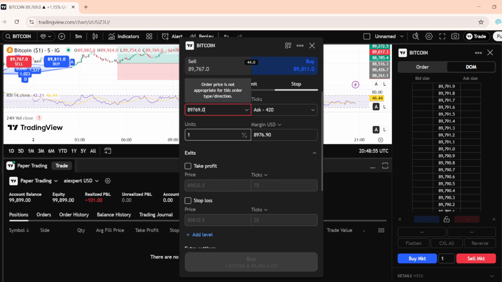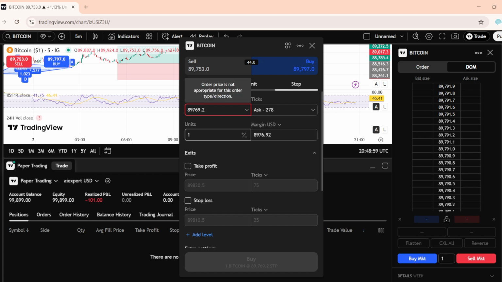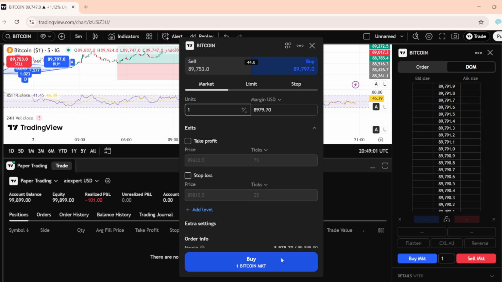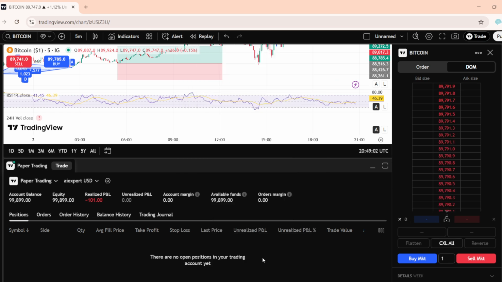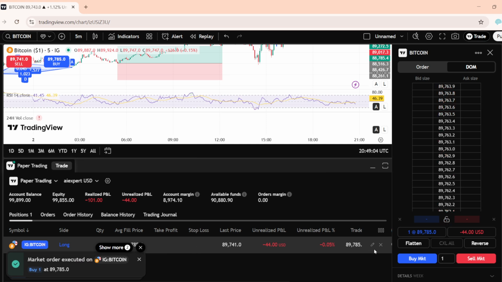Finally, choose Buy Limit if you're planning a long position at or below the current price, or Sell Limit if you're planning a short position at or above the current price. Click to place the order, and your limit will sit in the market until price reaches your entry. That's it. Using the position tools keeps your planning clear and your execution precise.